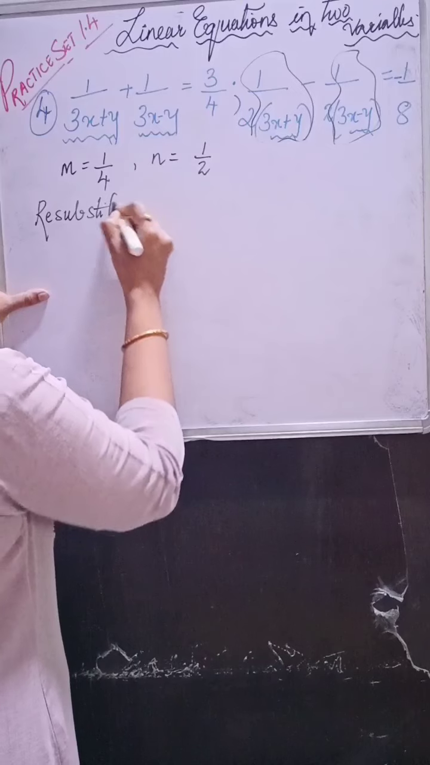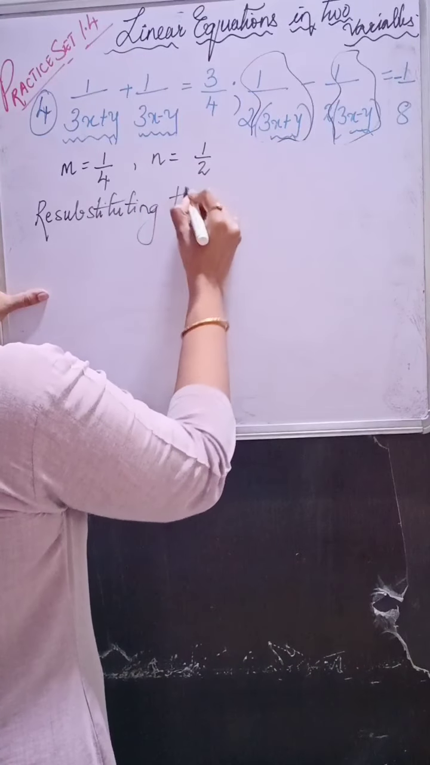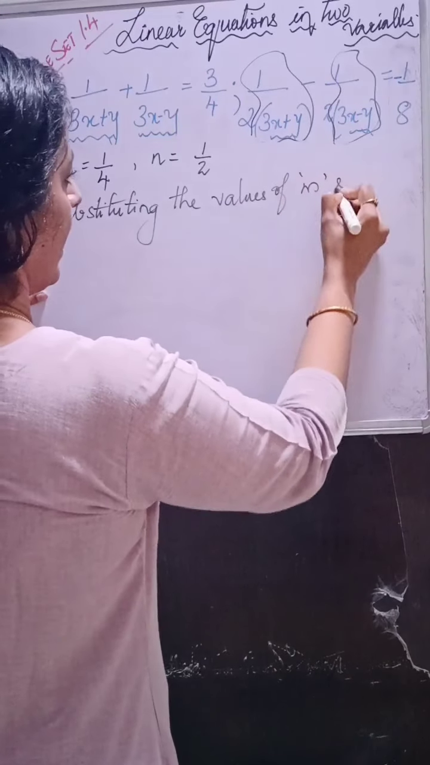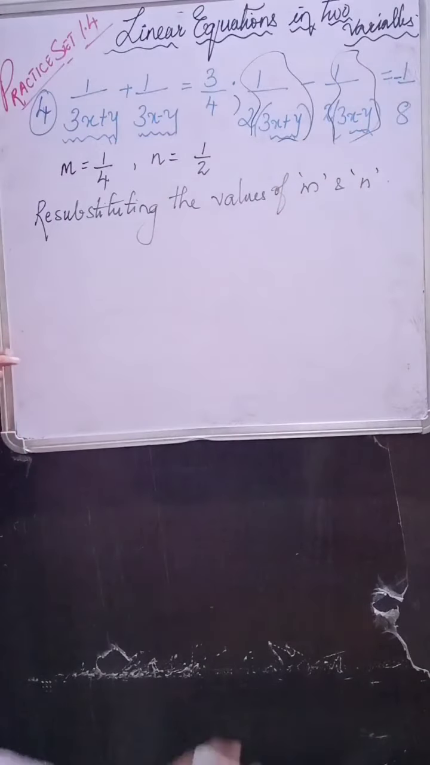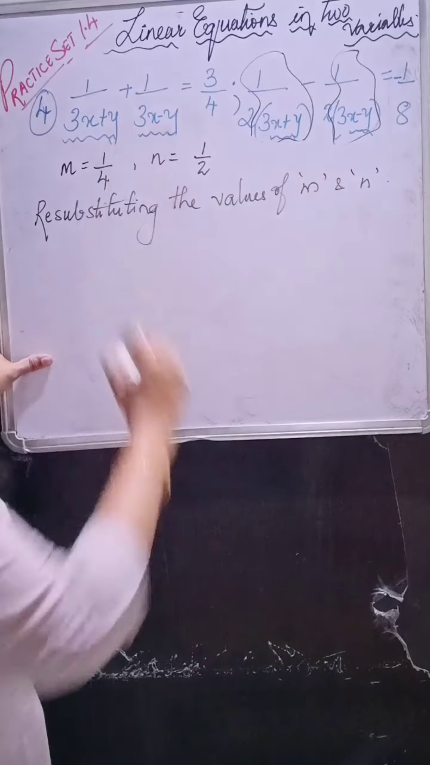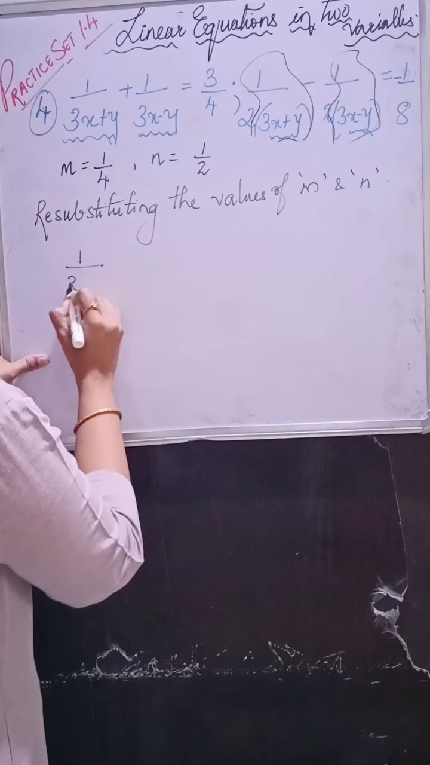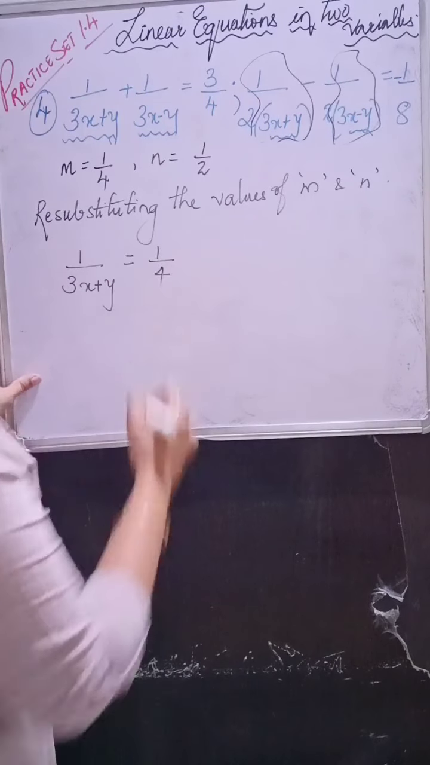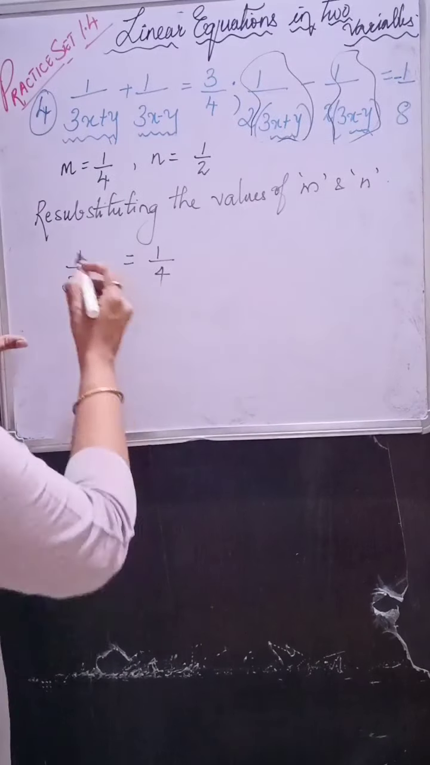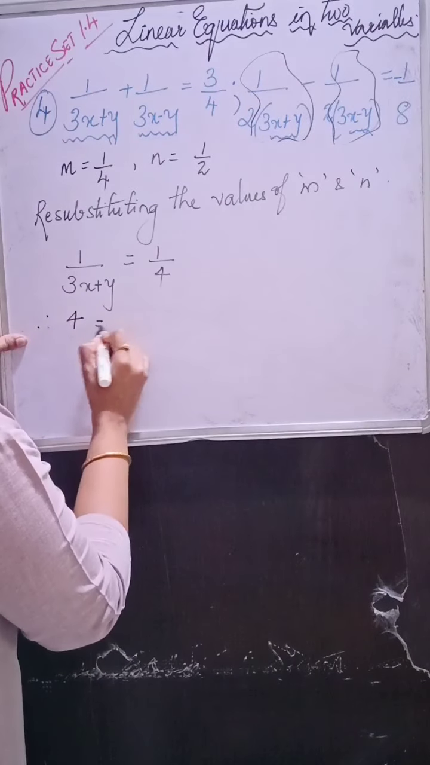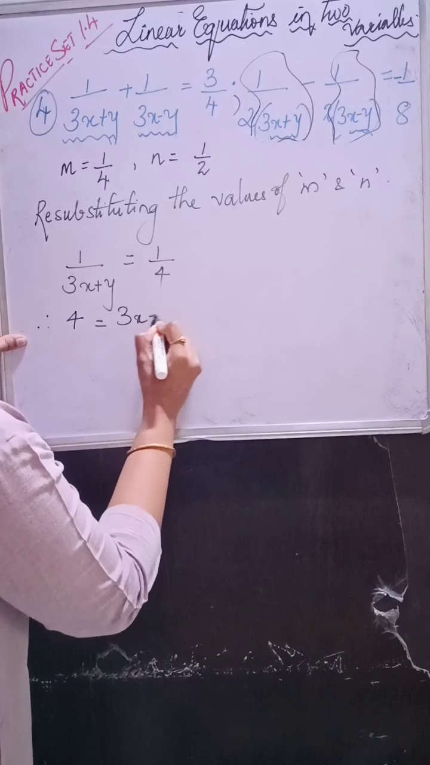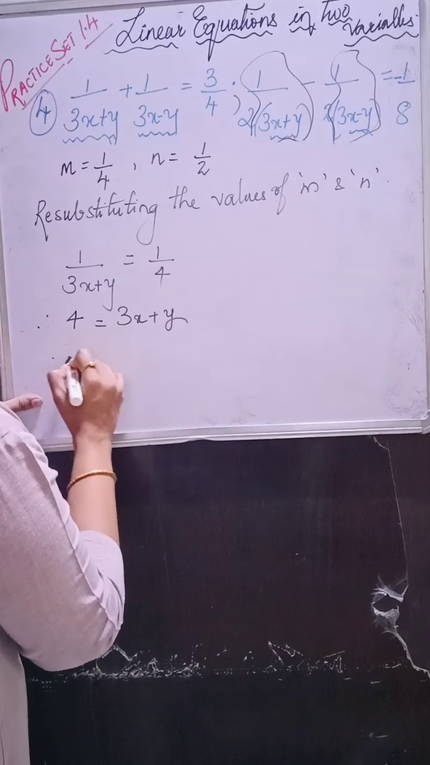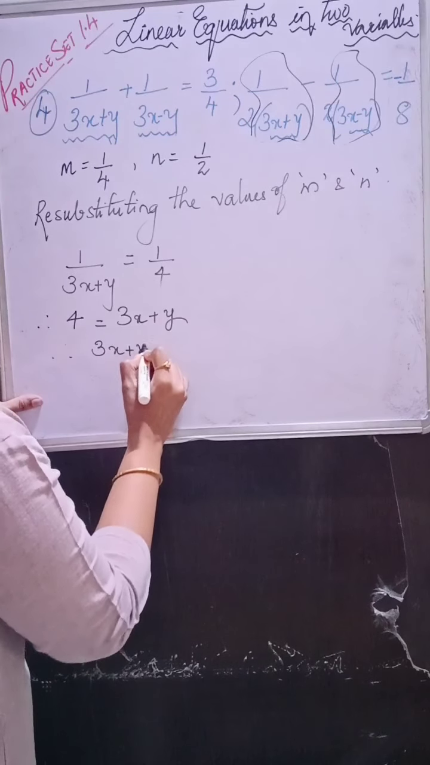resubstituting the values of m and n. Resubstitute. So m is 1 upon 3x plus y. 1 upon 3x plus y, we got 1 upon 4. Don't wait for me, do cross multiplication. 1 into 4, 4 is equal to 1 into 3x plus y will be 3x plus y. So we are getting this as 3x plus y equal to 4.